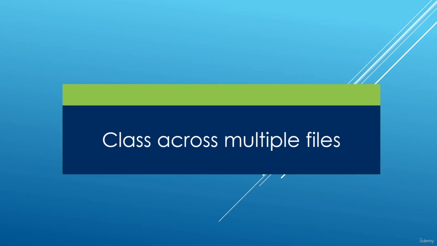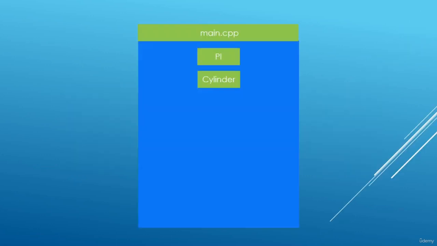In this lecture, I am going to show you how we can split our class information across multiple files. So far, what we have been doing is really cramping everything in the main function. We had our constant declaration, we had our cylinder class definition, and we had our main function to use these things, all cramped into the main CPP file. Now we're going to see how we can do things better.